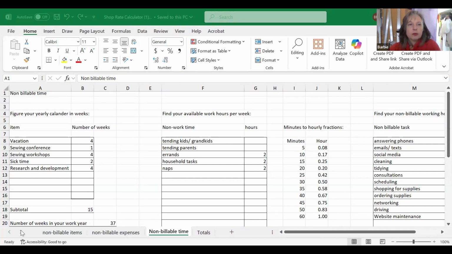Okay, let me start over here. For your yearly calendar, this is done in weeks because it's just nice round numbers, easy to work with. You don't have to nitpick. How many weeks?